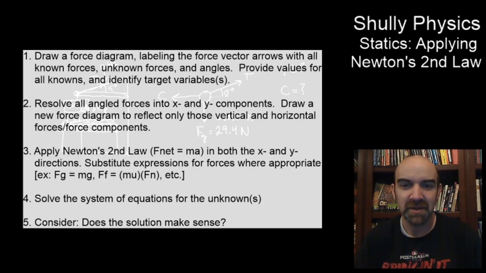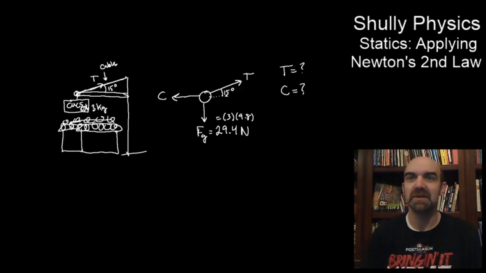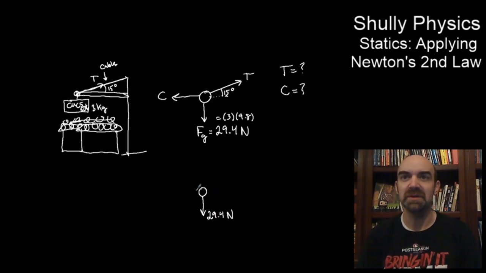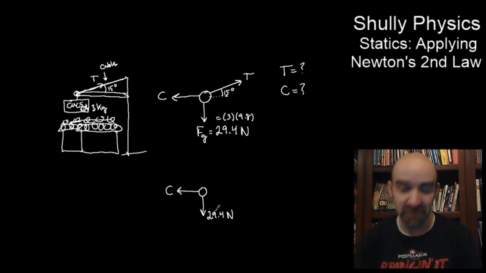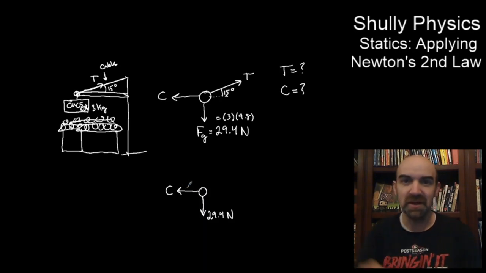Draw a new force diagram to reflect only the vertical and horizontal force components. Let's do it. I'm going to draw a new force diagram now with the weight going down, 29.4. Also simplifies it a little bit. Doesn't look as busy. Now, C is a horizontal force, so I'm going to leave it. 29.4 is the weight. It's a vertical force. It's good. It's already in the y direction. C is already in the negative x direction. It's kind of going to the left in that negative x direction.